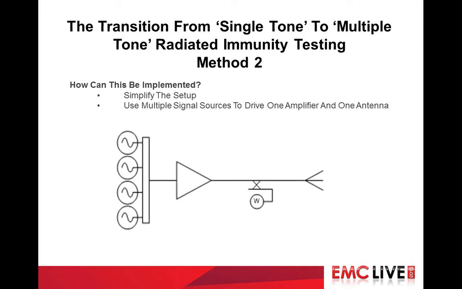Another method to generate multiple tones is to have multiple signal generators consolidated into one combiner. The output of the combiner would feed into a signal amplifier. Then the output of the amplifier would feed into one transmitting antenna. This method uses many signal generators and requires a special combiner. Again, this would be a costly design.